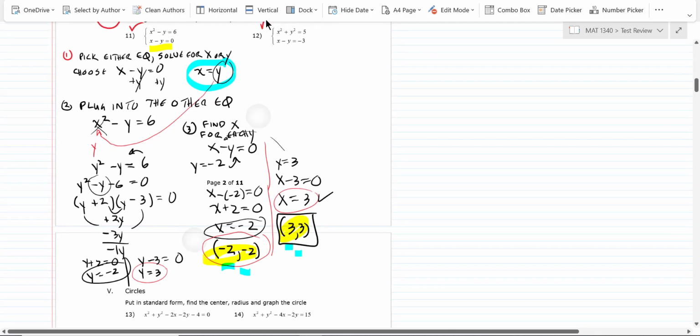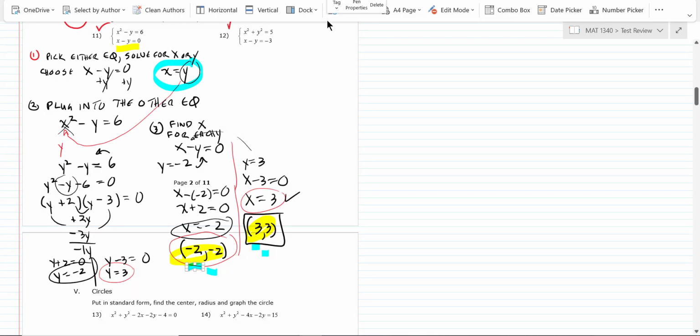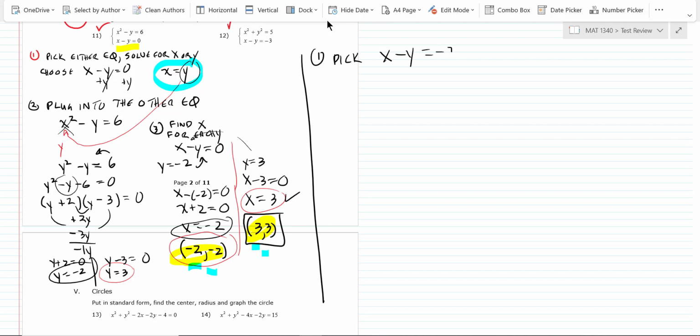All right, let's do number 12. We need a little bit of practice on this. We have 2 equations: x squared plus y squared equals 5, which is a circle, and x minus y equals -3. Step 1, pick an equation, solve for a variable. Do you want me to pick the top equation or the bottom equation? Bottom. Why would that be the best choice? It's easier. Good, it doesn't have any second powers in it. So we're going to pick x minus y equals -3.